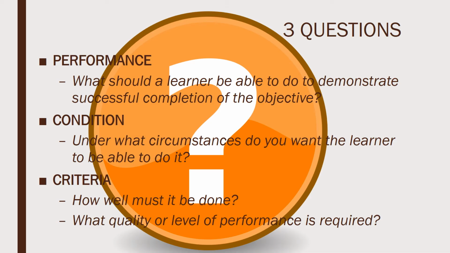When declaring an objective, we should ask ourselves these 3 questions. In terms of performance, what should the learner be able to do to demonstrate a successful completion of the objective? Conditions, under what circumstances do you want that learner to be able to do it? And the third one, criteria. How do you know how well must be done? What quality or level of performance is required?